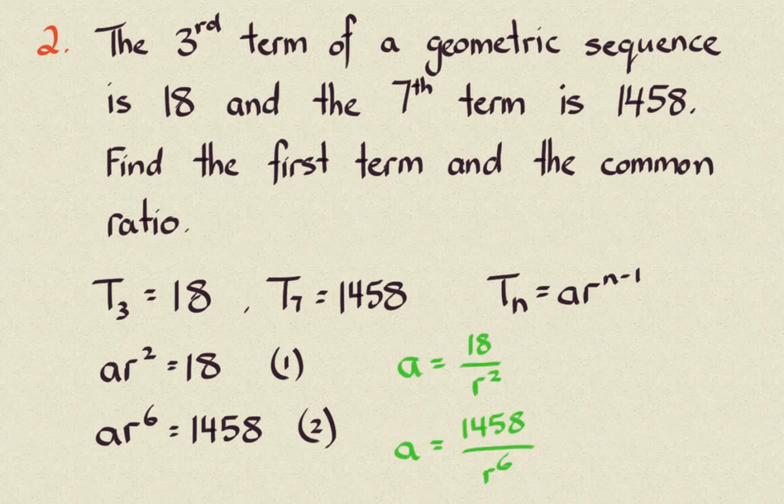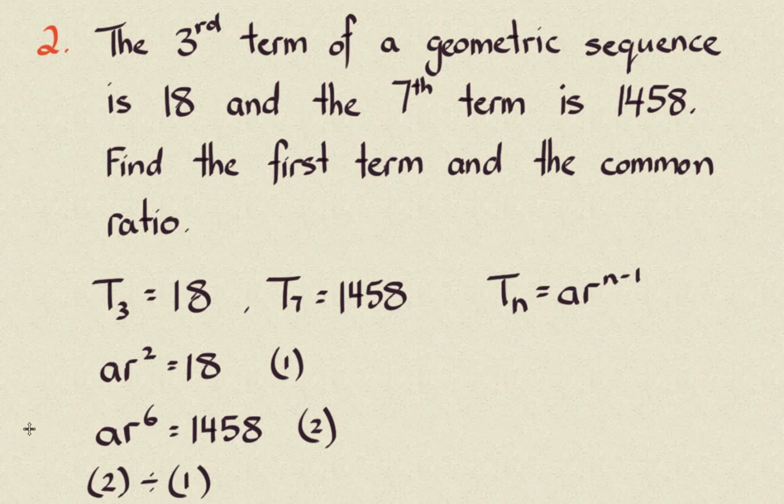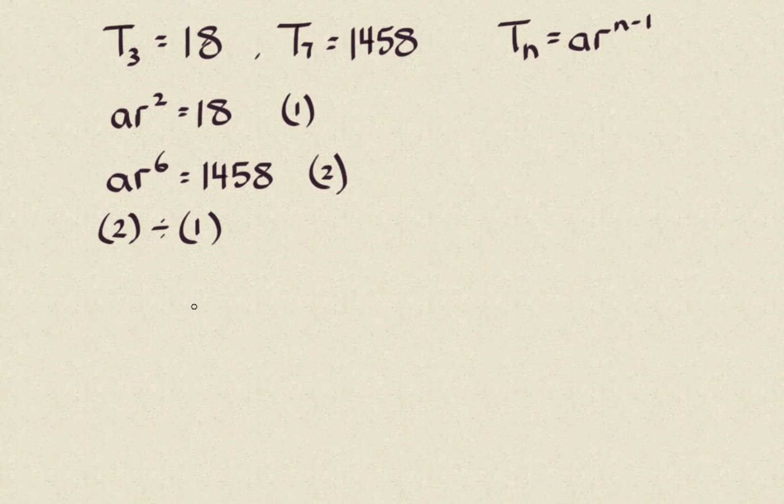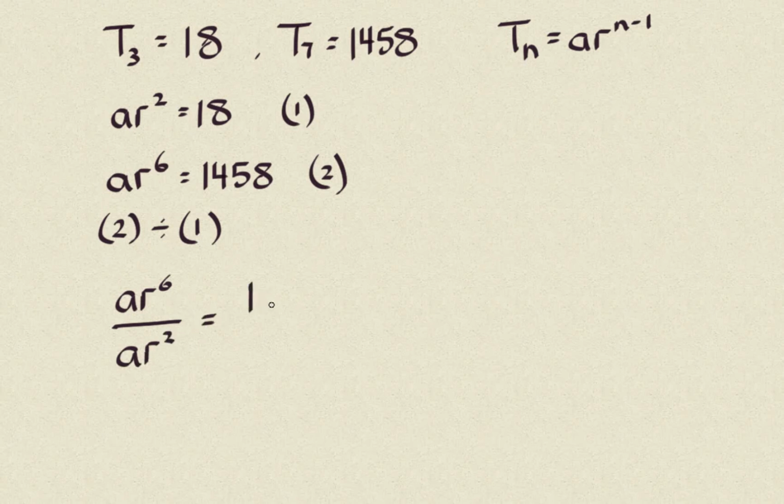You might like to make a the subject of both equations and then set them equal to each other. That's perfectly acceptable. Or we could approach it like this. Let's take equation 2 and divide it by equation 1. So what happens when we do that? Well, on the left-hand side, we get a r to the 6 over a r squared, and that's equal to 1,458 divided by 18. And the nice thing here is that the a's cancel out.